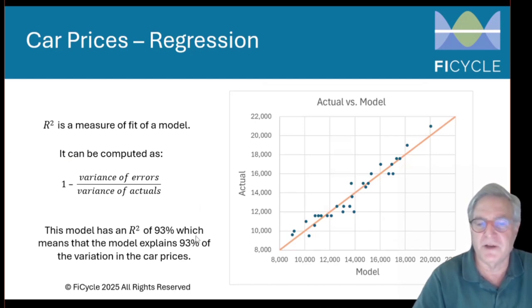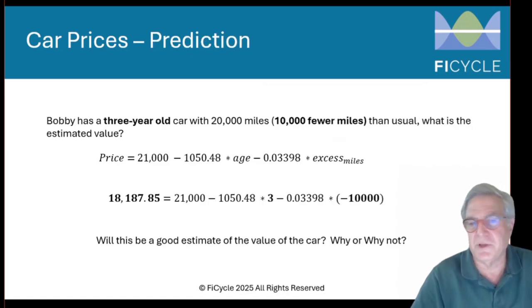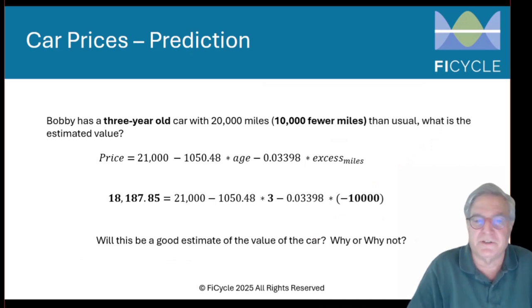And this particular model has an R-squared of 93%, which means that the model explains 93% of the variance of the car prices. And we can see that looks like a pretty good model. So it's not perfect, which would be 100% R-squared, but it's a very good model, and it's really giving us some insight into the value of cars based on the year and the mileage. So how do we use that? We can use it to make a prediction.